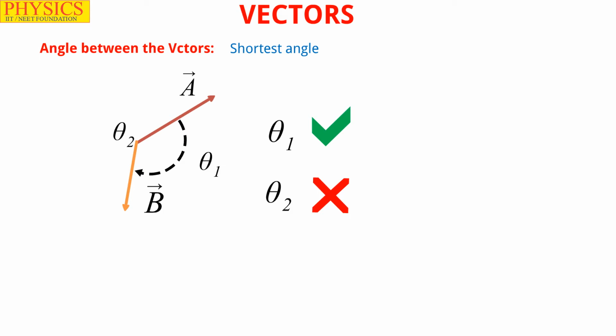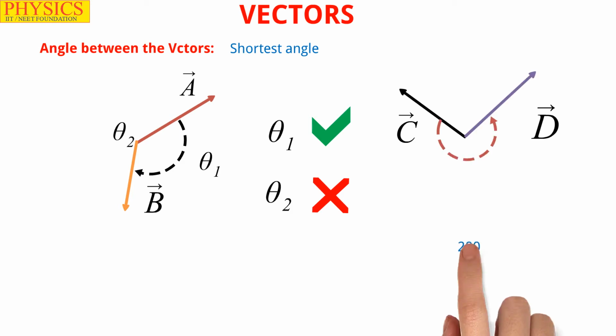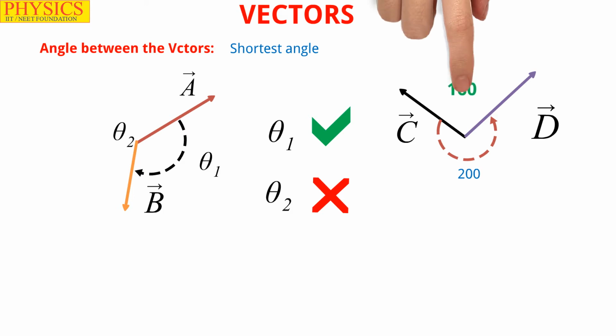Now, let me ask what is the angle between vectors C and B? Yes, the angle is 160 degrees. You are right.